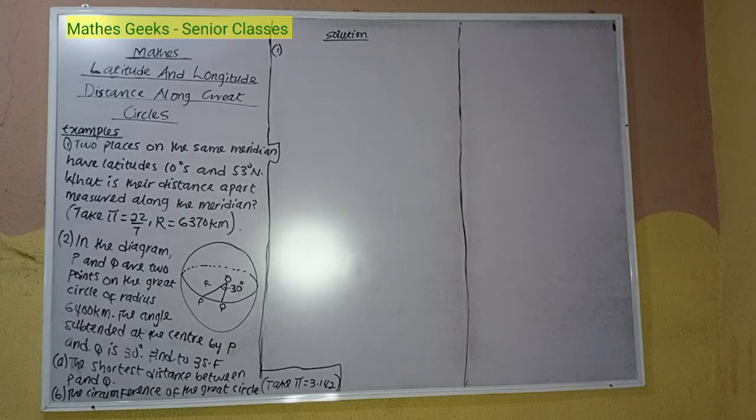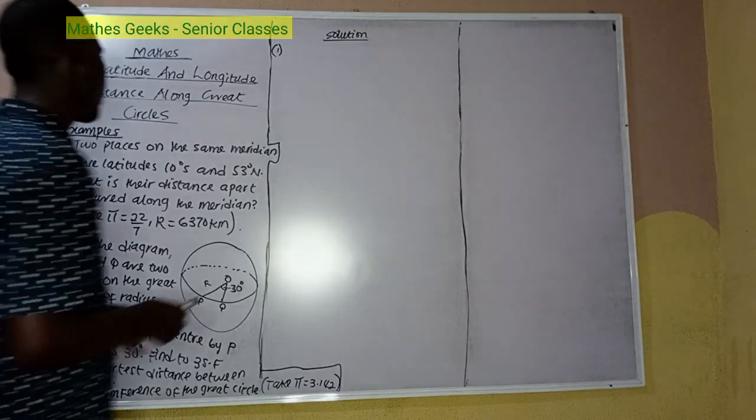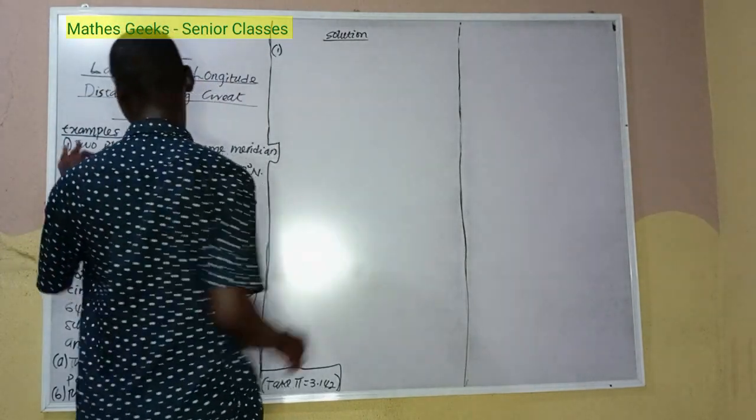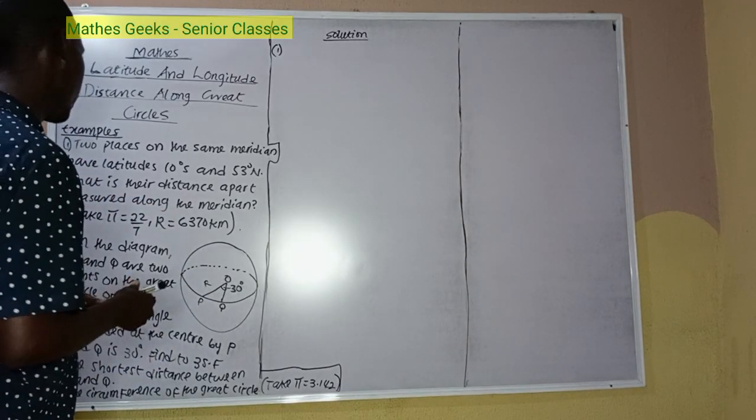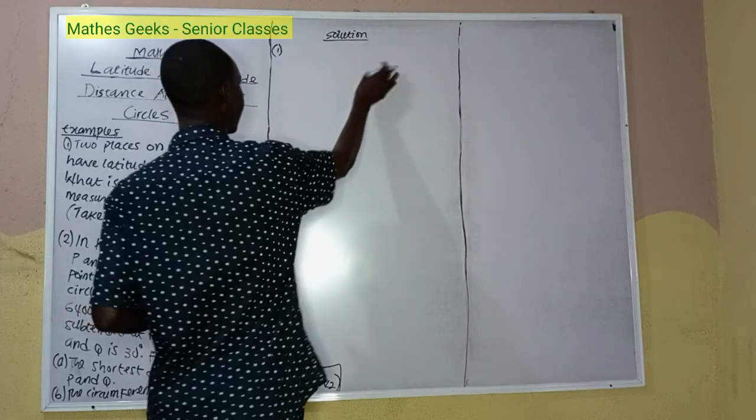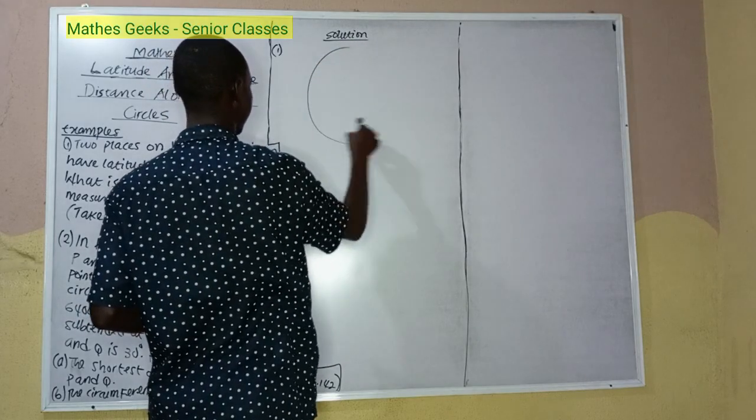Two places on the same meridian have latitude 10 degrees south and 53 degrees north. What is their distance apart measured along the meridian? So let's take note of where the distances are measured. If it's along the meridian, that is, meridian means longitude, that's a great circle. If you measure it along the equator, that's a great circle. When you draw your diagram, you discover the two points lie on the same longitude, that's a great circle. Since the question says measured along the meridian, that tells us the distance apart is on a great circle. But notwithstanding, let's still draw the diagram.